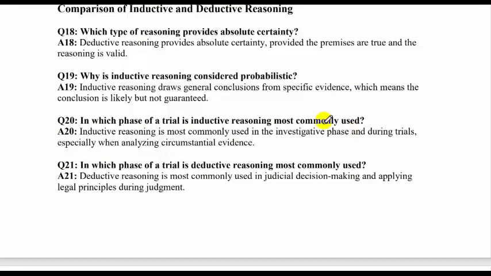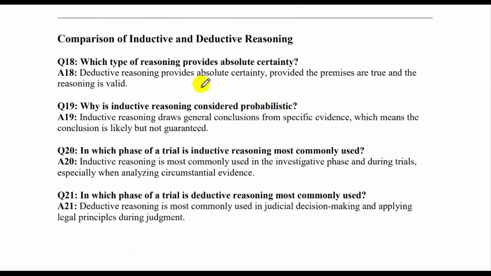Let's look at the comparison of inductive and deductive reasoning. Which type of reasoning provides absolute certainty? Of course, it is deductive reasoning. Deductive reasoning provides absolute certainty provided the premises are true and the reasoning is valid. Question 19. Why is inductive reasoning considered probabilistic? It is because it draws general conclusions from specific evidence, which means the conclusion is likely but not guaranteed.